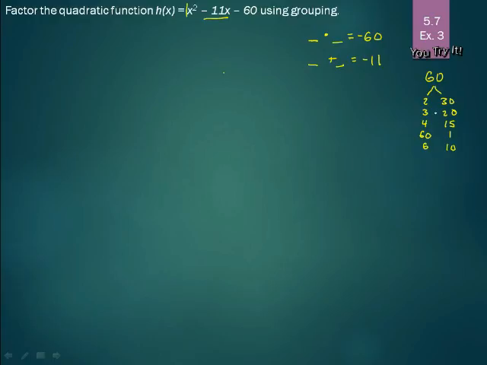2 and 30, those could never add to negative 11, no matter which one was negative. 3 and 20, again, neither one could add to negative 11. 4 and 15, okay, well 15 minus 4 is 11, so if the 15 was negative, negative 15 and positive 4, that could add to negative 11, and it also multiplies to negative 60. So we do have a pair that works. And so using those will be what we split the middle term into. And so we have x squared and then plus 4x minus 15x minus 60.